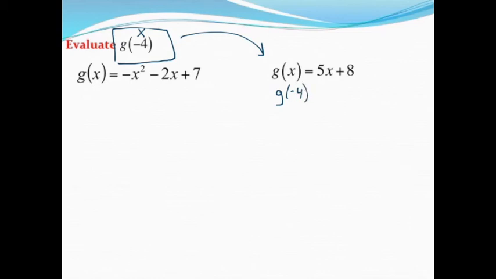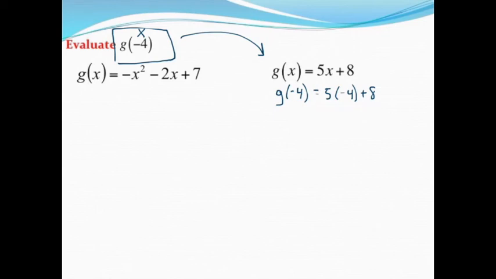Now that's just a notation. It does not mean g times -4. And then equals 5 times x, which is -4, plus 8. Really, this part I don't even need to worry about. It's just there as a notation. All I want to work out is the right-hand side of the problem.